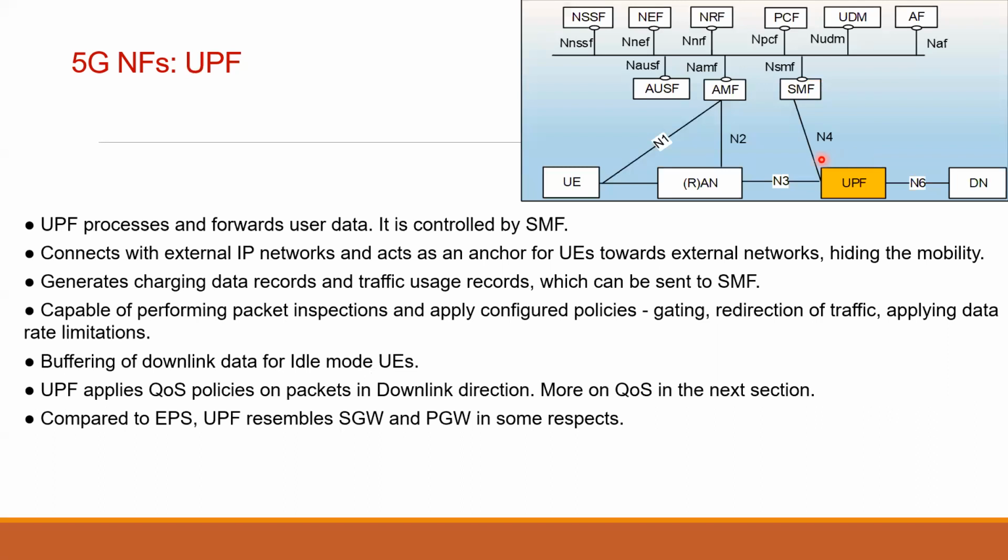Like the previous node's functionality of PGW, it is responsible for buffering of the downlink data for idle mode UEs and implementation of different quality of service policies, restriction of data, and all that. And compared to EPS 4G, the UPF is basically what your SGW or your SGW-U and PGW-U used to do.